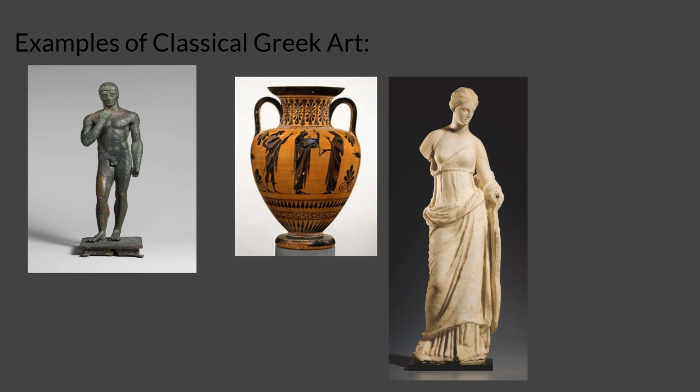These are a couple examples of classical Greek art. To the left, you have a bronze youth, as you can see, very defined, but also still smooth in appearance. In the middle, you have an ancient Greek vase. This vase is from 480 to 470 years BC.